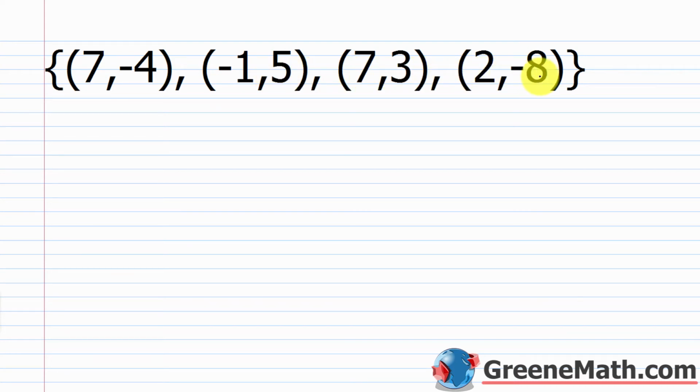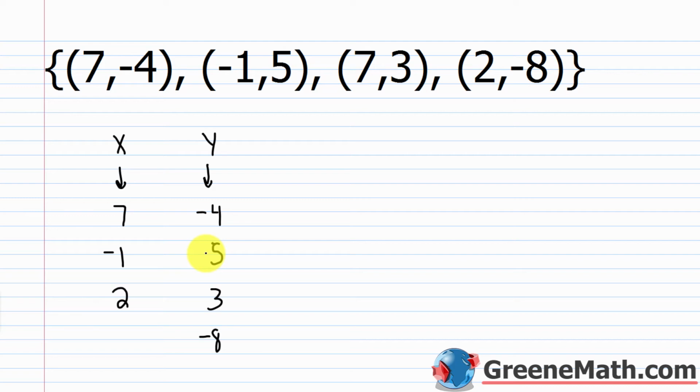So if you think about your x values, what do you have? You have 7, you have -1, you have 7 again. So remember, when we were listing our domain, we didn't list it twice. So I'm just going to keep that one 7 there, and then you have 2. So what are the y values? We have -4, you have 5, you have 3, and you have -8. So you can think about this as your x values, or again, your domain, your list of first components. You think about this as your y values, or again, your range, your list of second components.